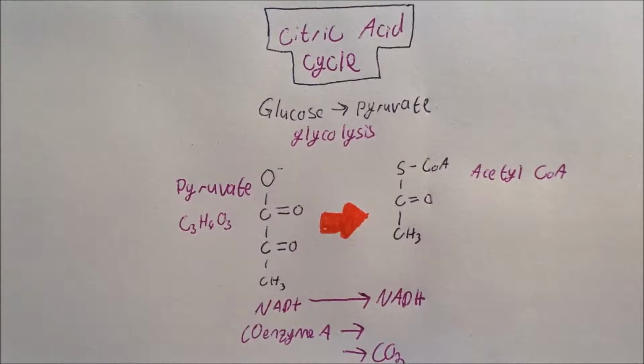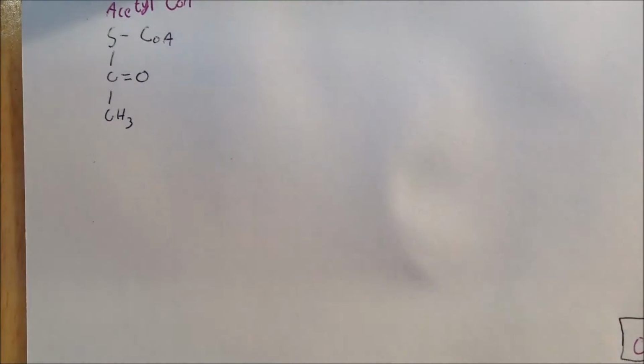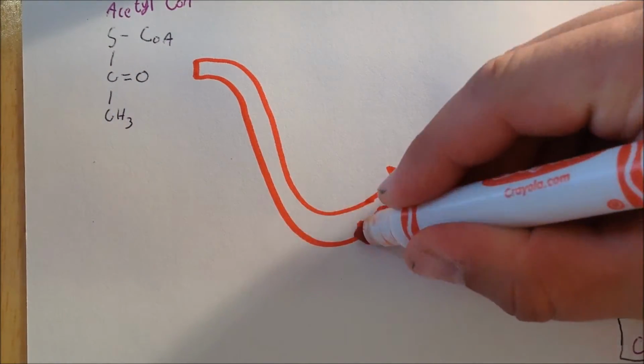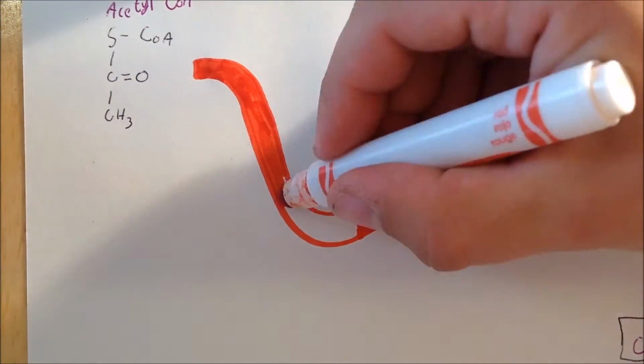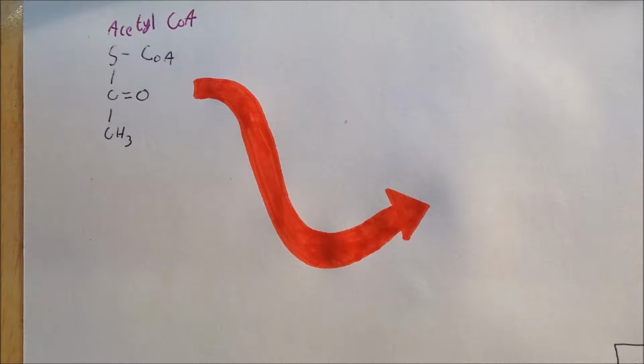It changes pyruvate to Acetyl CoA, which can then go into the citric acid cycle and produce more forms of energy that the cell can change into ATP. So the first step of the citric acid cycle is adding Acetyl CoA into the process. So this molecule added onto an oxoacetate and creates a citrate.